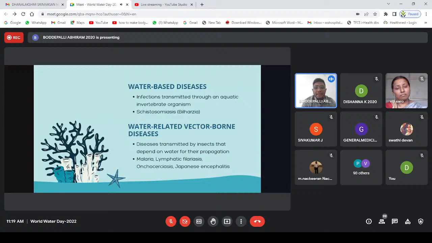And then we have water-based diseases, that is infections transmitted through an aquatic invertebrate organism. For example, we have bilharzia, which causes schistosomiasis, and water-related vector-borne diseases. These diseases are transmitted by insects that depend on water for their propagation. For example, malaria, lymphatic filariasis, and onchocerciasis.